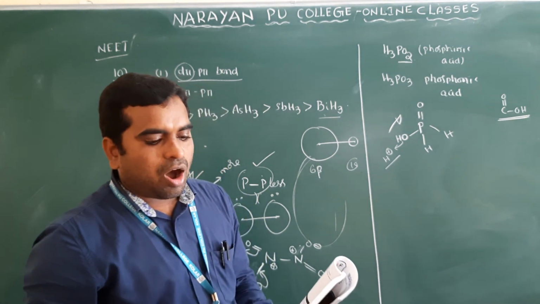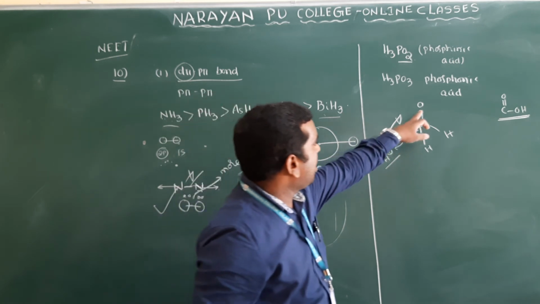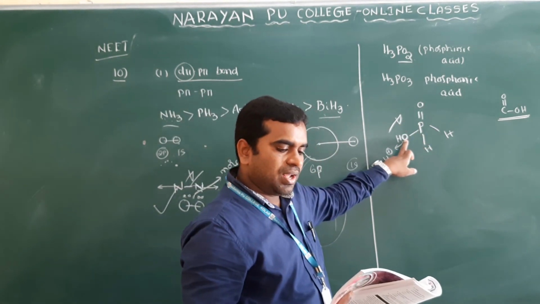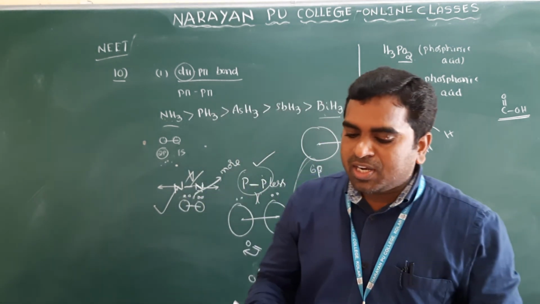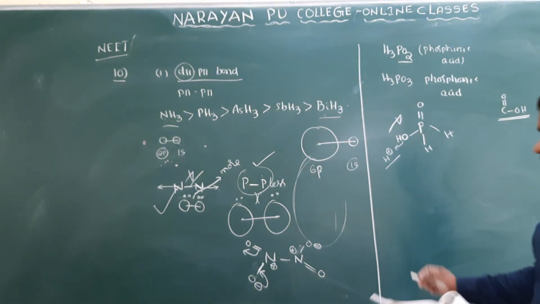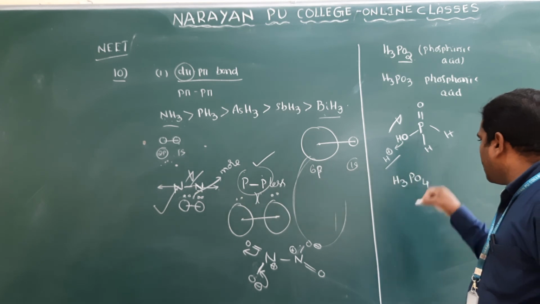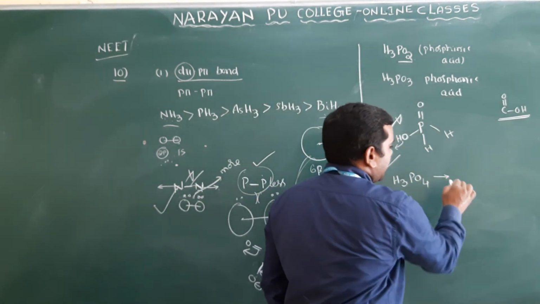The second option: all oxo acids contain at least 1 P double bond O unit and P-OH. All oxo acids should contain 1 P double bond O and 1 OH, correct. Orthophosphoric acid is used in the manufacture of triple superphosphate. Orthophosphoric acid can be used to prepare the triple superphosphate.